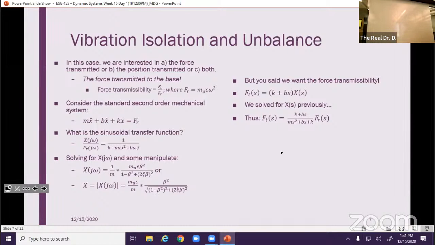Because I want the transmissibility, right? So I'll just divide everything by F sub r. Then look, I'm left with (k plus bs) over (ms squared plus bs plus k). Fantastic. What does it mean? The numbers, what did it mean, right?